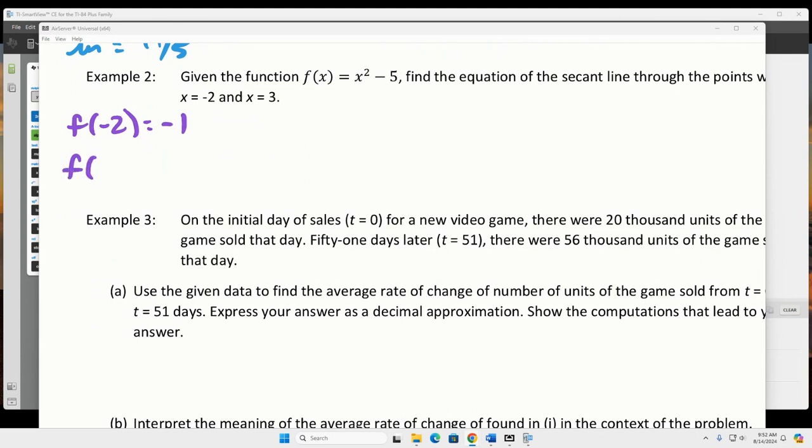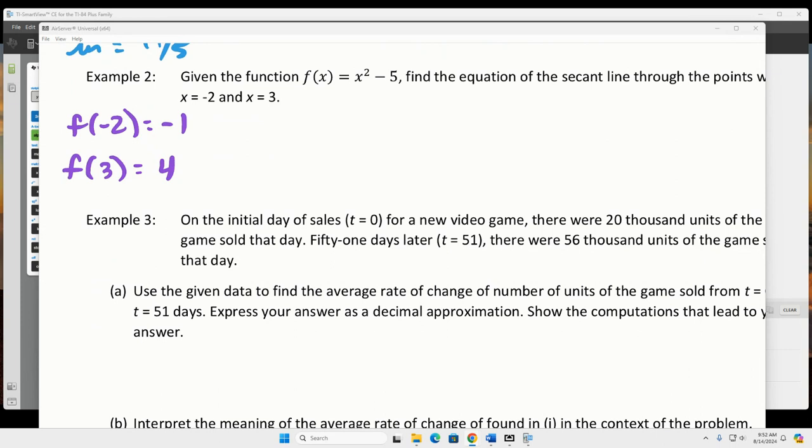All right, and then I will plug in 3. So when I plug it in, I'm going to square it, and then I'm going to subtract 5 from it. 4. All right. I feel like that's probably good enough for your work, especially on a calculator question.